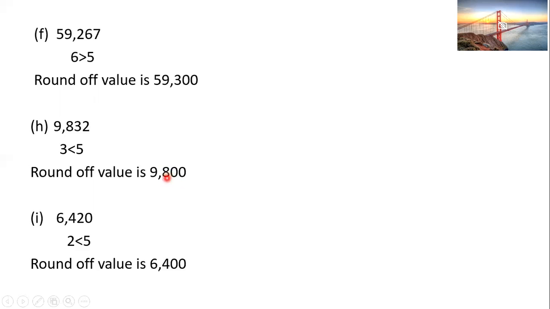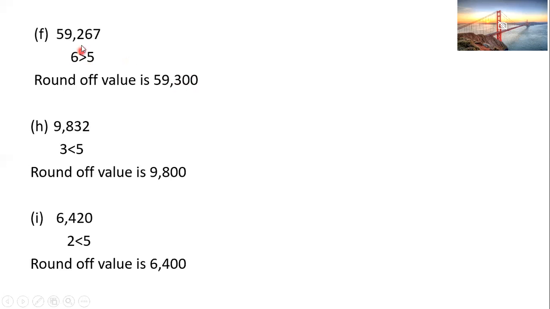Okay. So just listen, children. If the tens place value is less than 5, you have to put 0 in ones place and tens place. Otherwise, you do not change any number. Suppose the tens place value is greater than 5. Just you have to put the value 0 in ones place and tens place, and you have to add 1 to hundreds place.